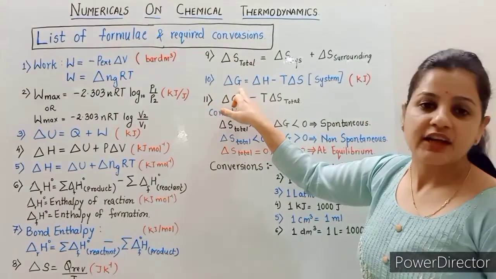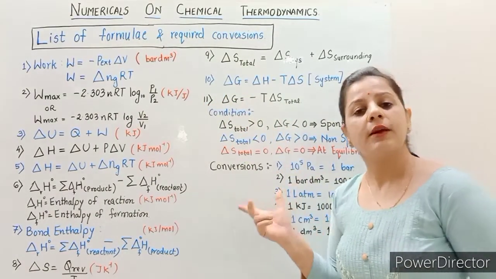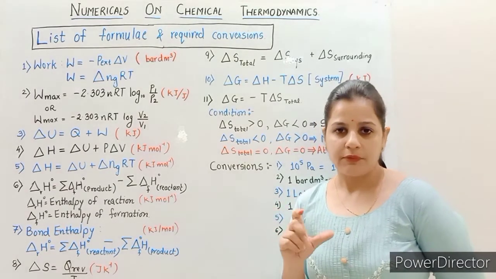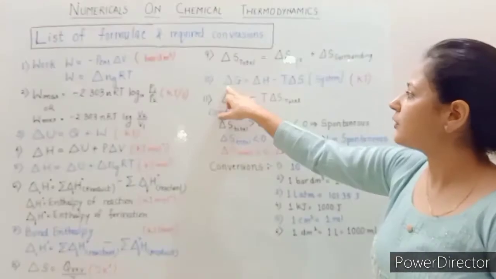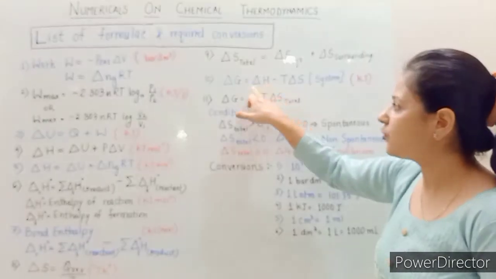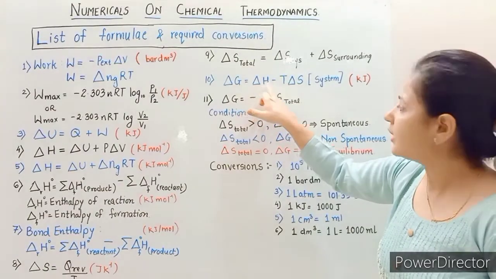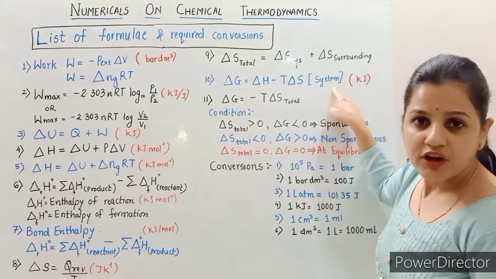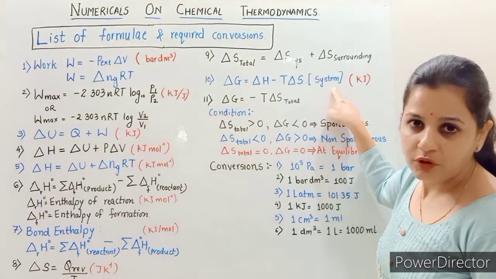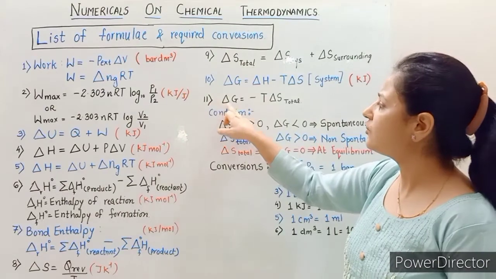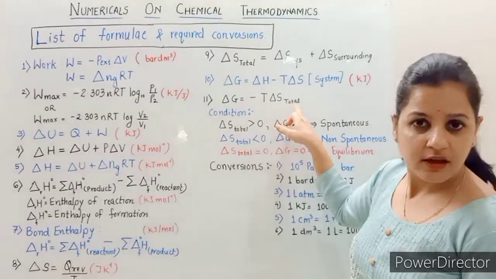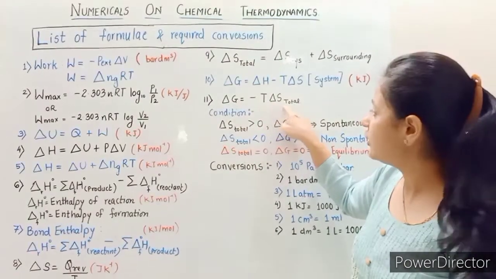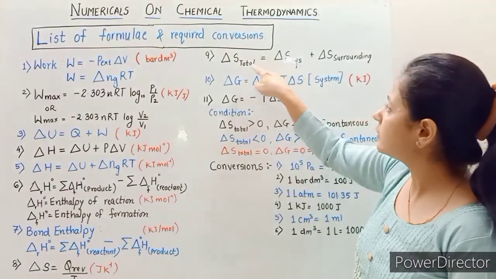Then next is delta G, that is the Gibbs energy. Again, Gibbs has also given a relationship between the spontaneity and the Gibbs energy. So that Gibbs energy delta G is given as delta H, where this delta H is the change in enthalpy, minus T delta S, and in this case this delta S is the change in entropy of the system. Then next, delta G is equal to minus T delta S total, meaning system plus surroundings.